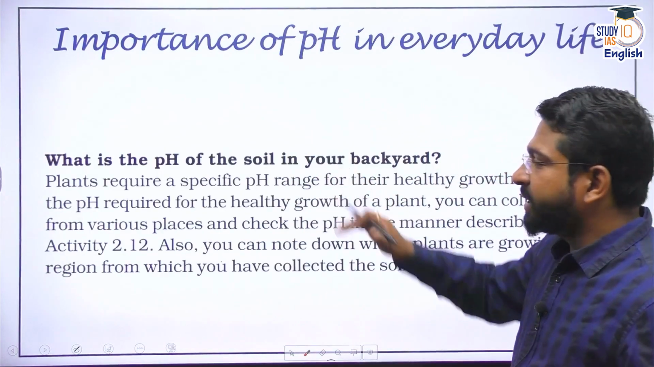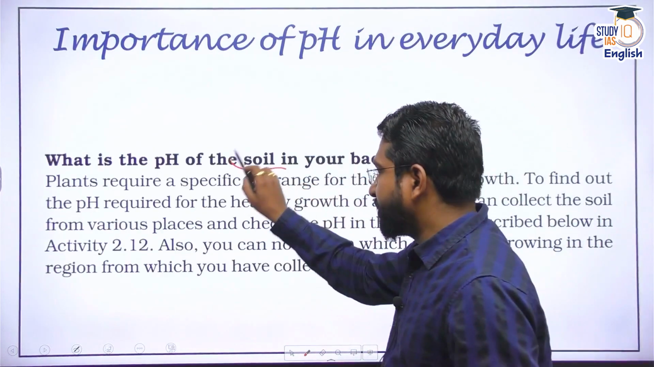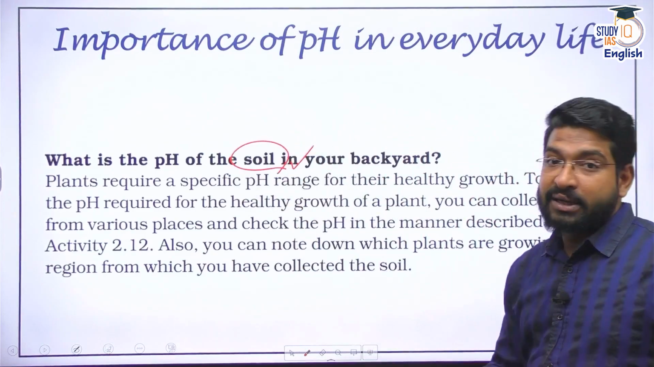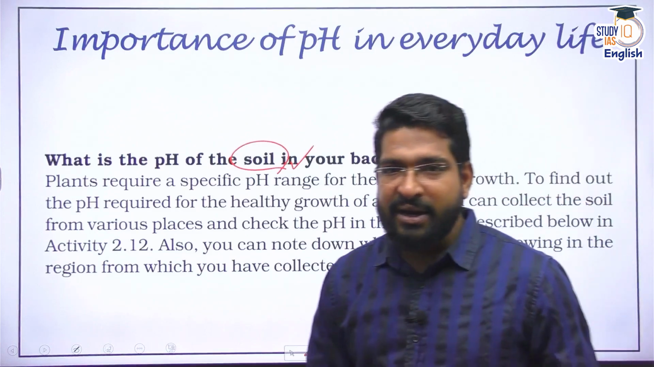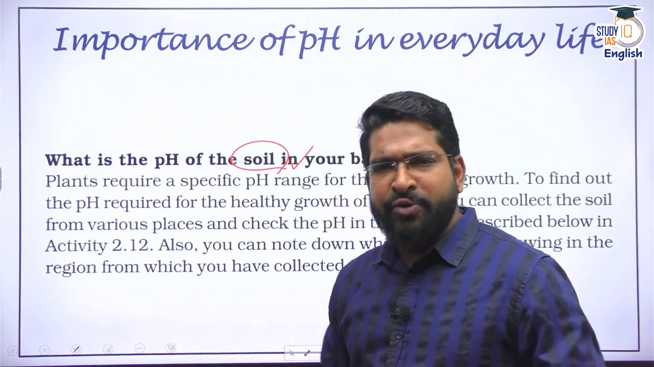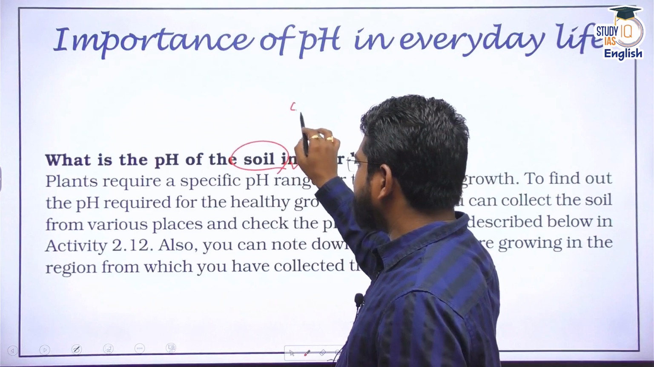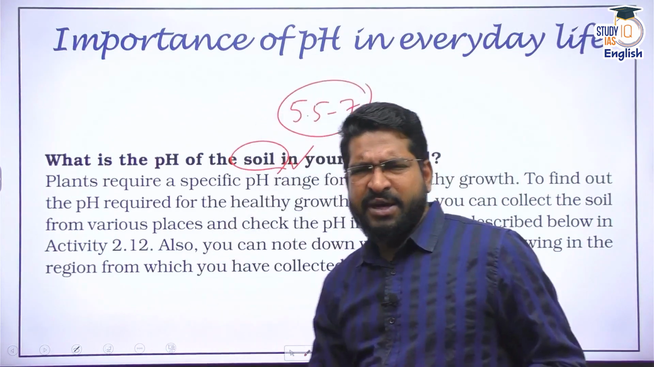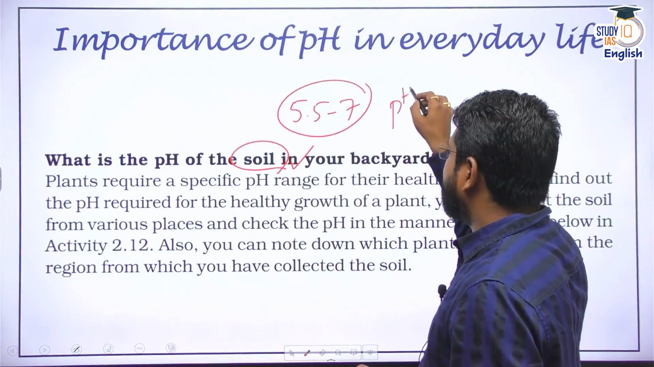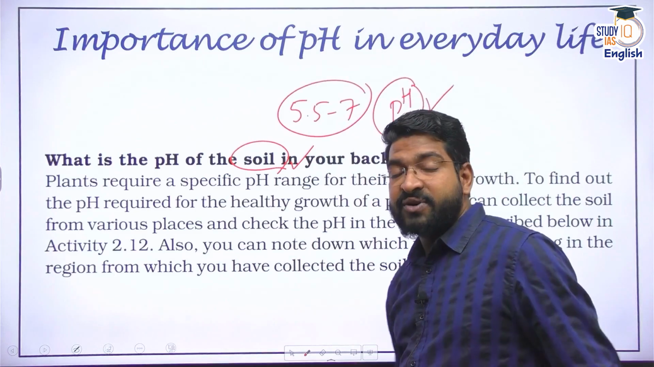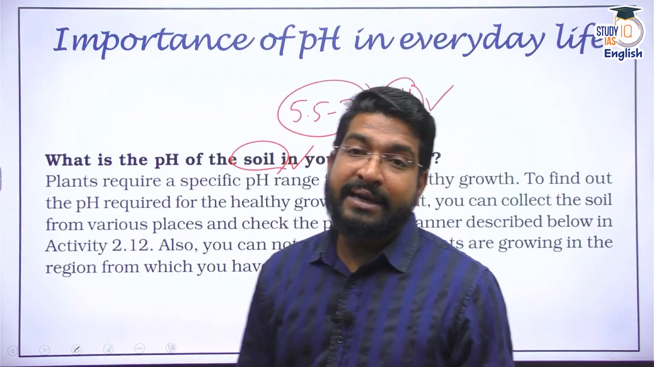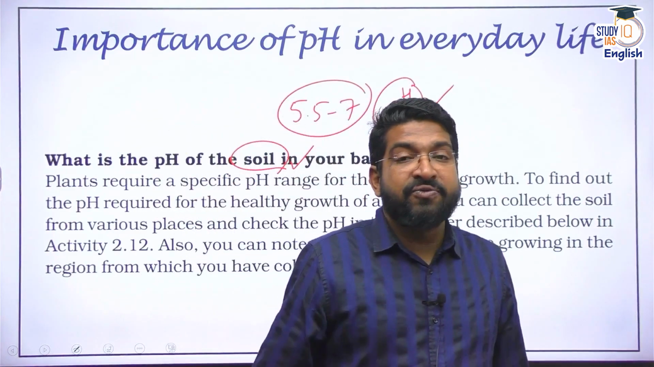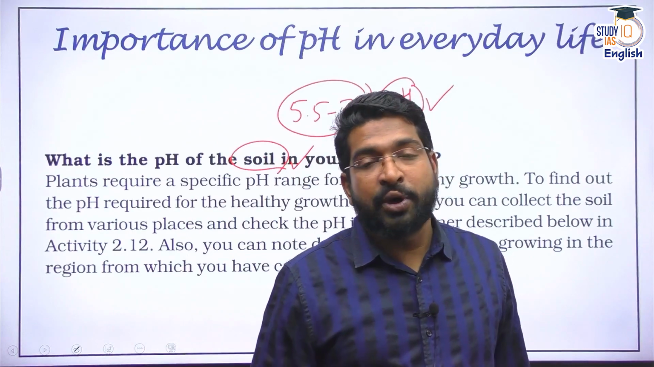Apart from that, pH in the soil is very important. NCERT asks the question, what is the pH of the soil in your backyard? If you test that, for ideal productivity, its pH should be somewhere within the range of 5.5 to 7, I would say 5 to 7. A pH of 5 to 7 is better for plant productivity. But if it goes below that, soil fertility is lost. Plants cannot produce enough food in acid soil.